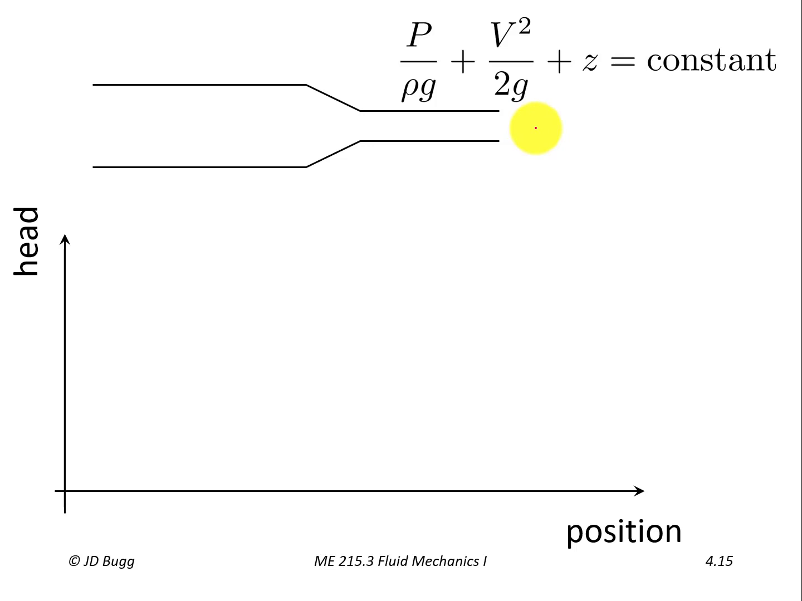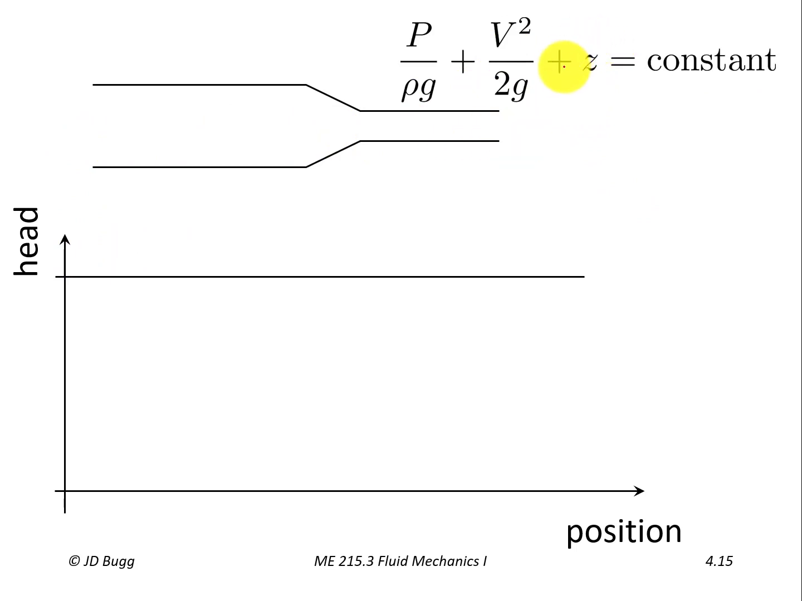Well, the very first thing that we'll put on this plot is a line of the total head. So the sum of these three things is constant, so the sum of those three, the total head, is just a horizontal line. Now what we want to do is think about how the various parts of this change as we go down this pipe.